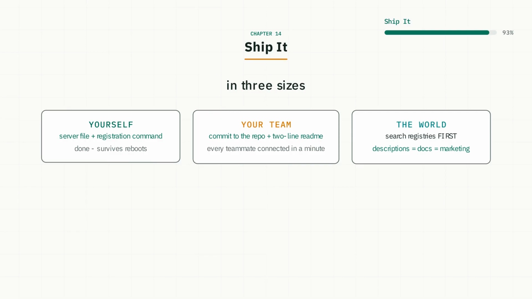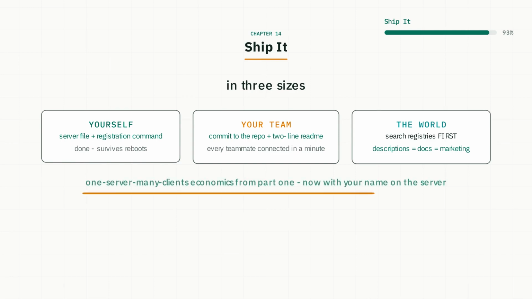For the world, registries exist and part 1's etiquette applies in reverse. Before publishing, search for what already exists. If your server genuinely fills a gap, publish it with the description craft from the craft chapter. In a registry, your tool descriptions are also your documentation and your marketing, and a version pin in your requirements always. You know why now.